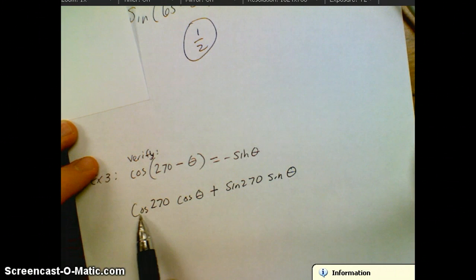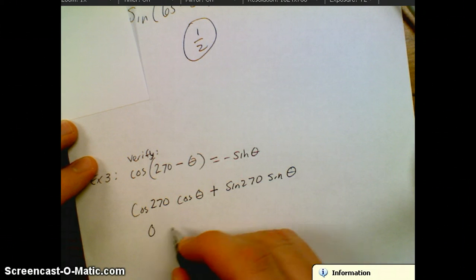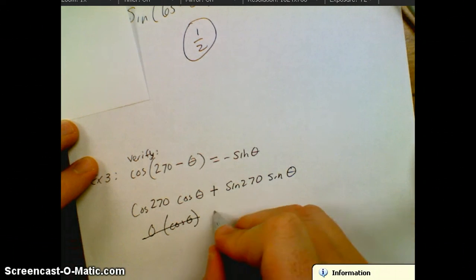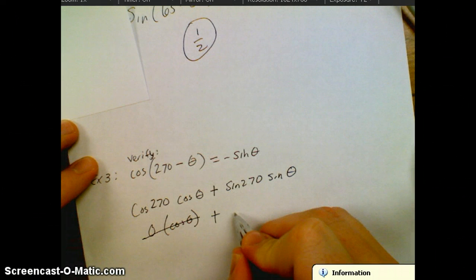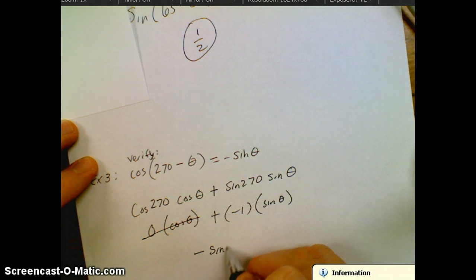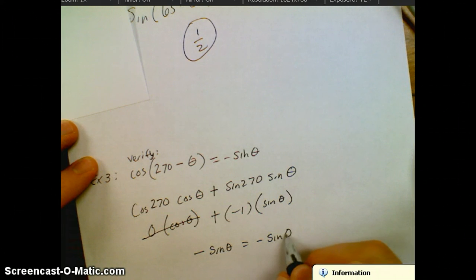All right. Then we look at a unit circle. Cosine of 270 is 0, so that goes away. Plus sine of 270 is -1. So we get negative sine theta equals negative sine theta.